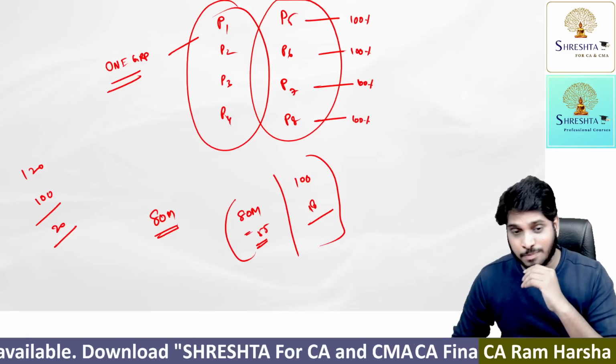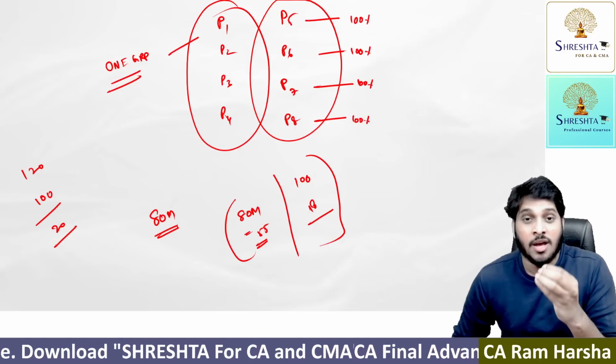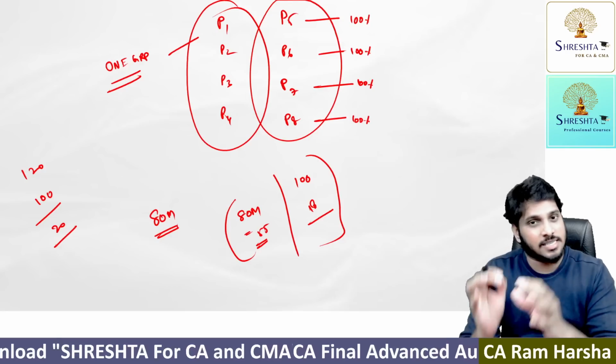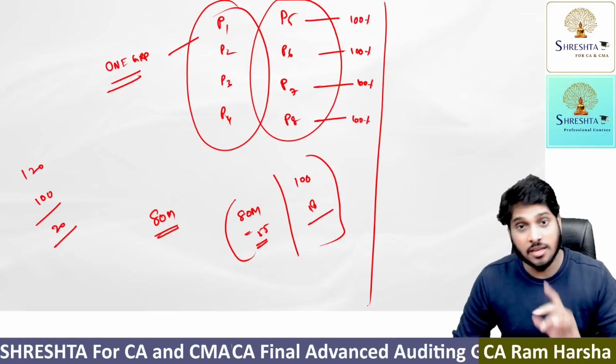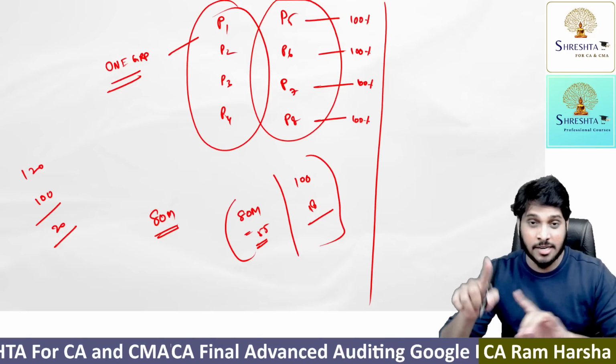Obviously, every chapter is important. From every chapter, a question will come. Which portion should I ignore? I'll give an example. Suppose you look at Group 2, CA Inter, Advanced Accounts. For CA Final also, I'll give you an example.